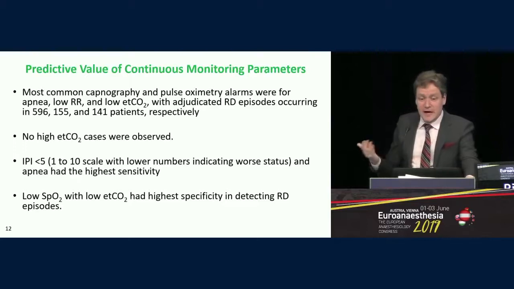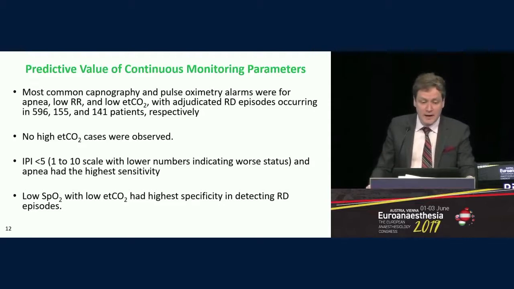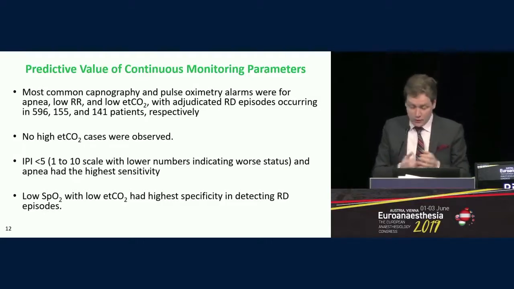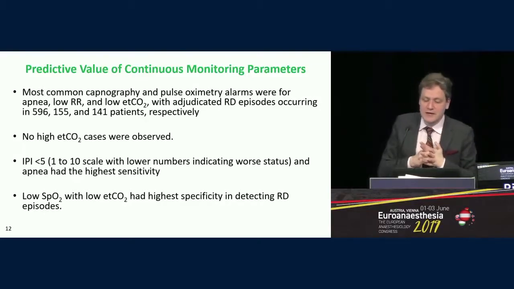We also looked at predictive value of continuous monitoring parameters. What we found is the most common were capnography and pulse oximetry alarms for apnea, low respiratory rate, and low end-tidal CO2. We didn't see any high end-tidal CO2 cases. Looking at IPI less than 5, which, as you go lower, it's worse, apnea had the highest sensitivity. And low pulse oximeter reading combined with low end-tidal CO2 reading had the highest specificity in detecting respiratory depression episodes.